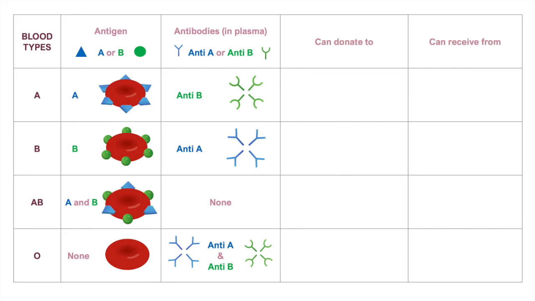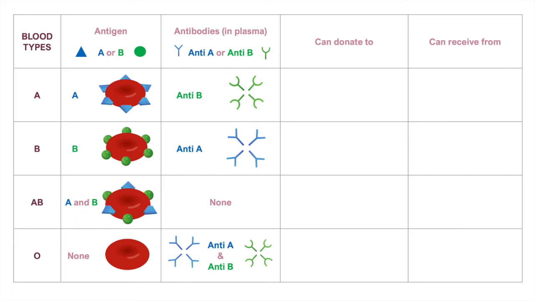Now, to completely understand, I recommend you to copy this table, and I want you to predict to which blood types someone with blood type A can donate blood and from which blood types someone with blood type A can receive blood. And then I want you to also predict those options for the other blood types. So you can pause the video in a second, try to complete the table, and there's one small thing that I want to say about this.